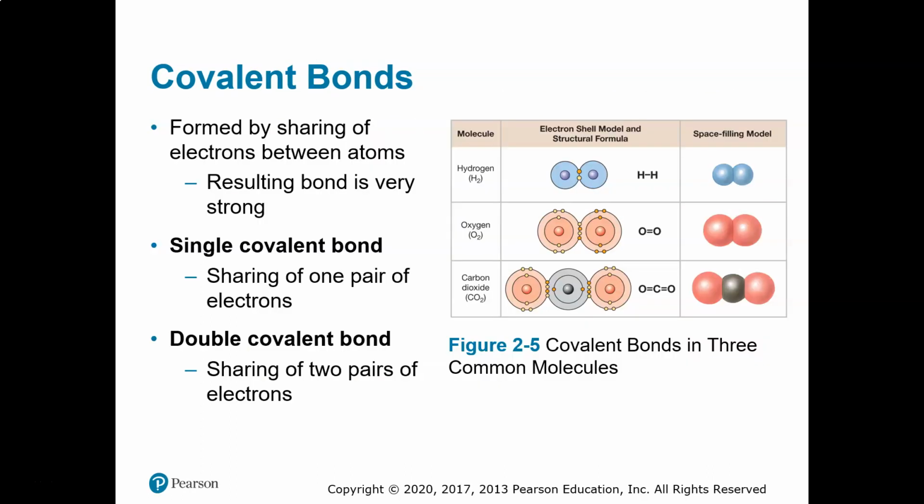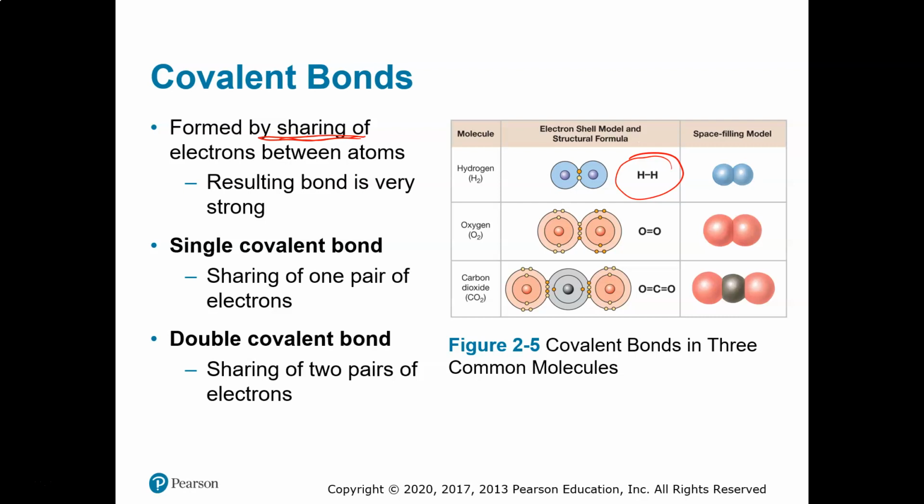This is ionic bonding. Covalent bonding is a little different. Covalent bonds are formed when, instead of one atom transferring an electron to another, they share electrons. This results in the strongest chemical bond, when atoms actually share electrons. A single covalent bond is represented by a single line. That means one pair of electrons is being shared.